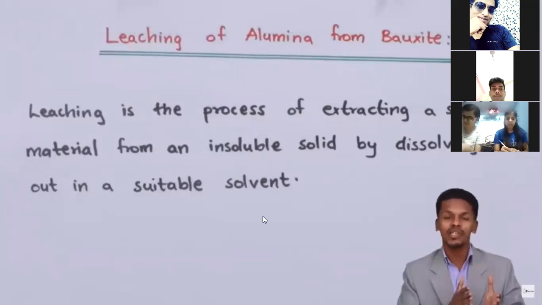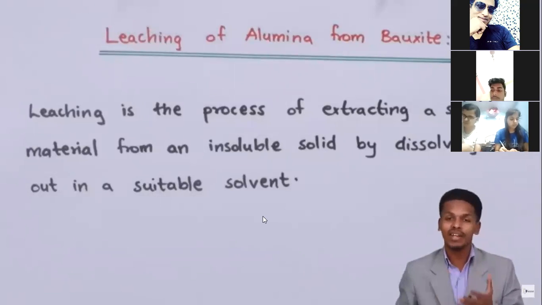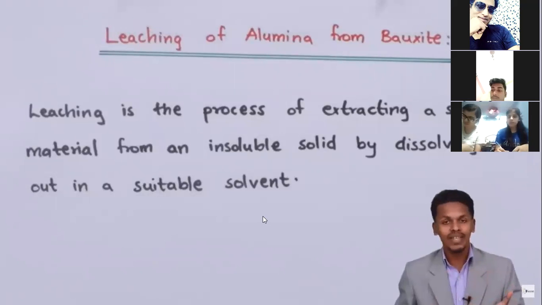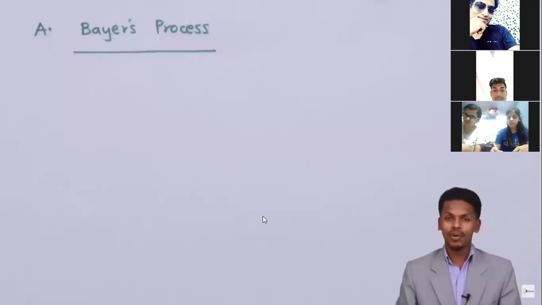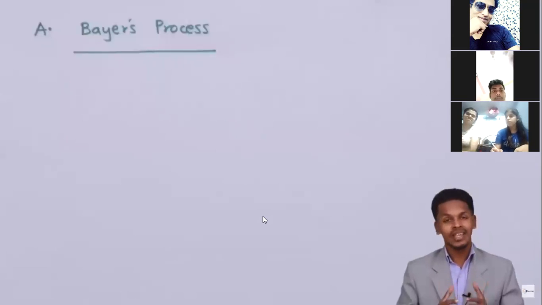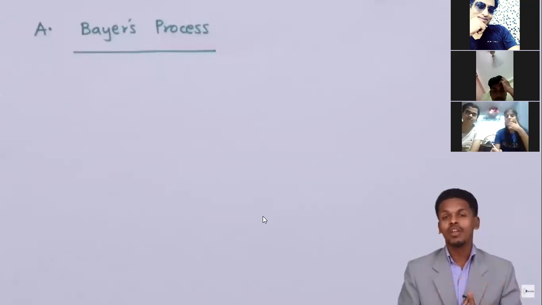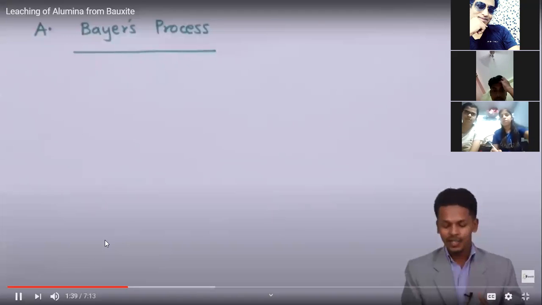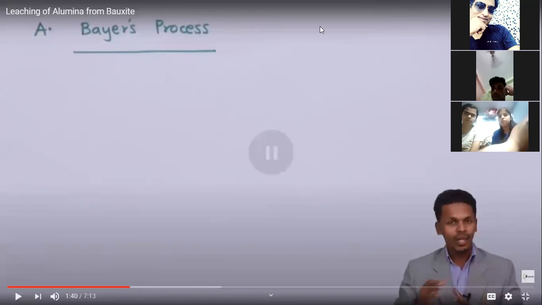One is Hall's process and the other is Baeyer's process. What are these two processes, and how can we extract alumina from bauxite? This is what I'm going to talk about in this topic. The first that I'm going to talk about is Baeyer's process, which is a method for the leaching of alumina from bauxite. Suppose we have a particular reaction.